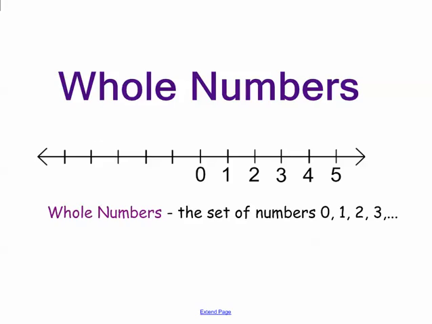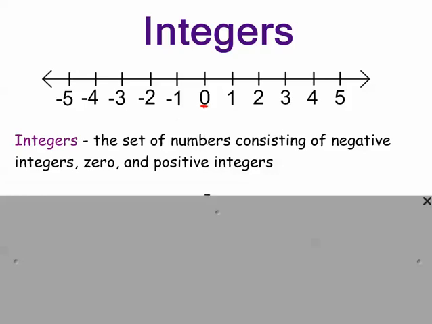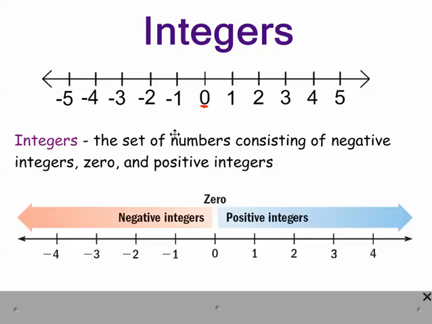The second definition is integers. Integers is a set of numbers consisting of negative integers, 0, and positive integers. So it is positive and negative numbers, and it also includes 0. With your definition, I also want you to write down this example here. This might come in handy for you. You have plenty of room over on the right side to write this. Okay, integers is what we're going to come back to in a second.